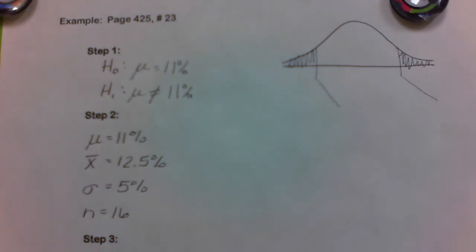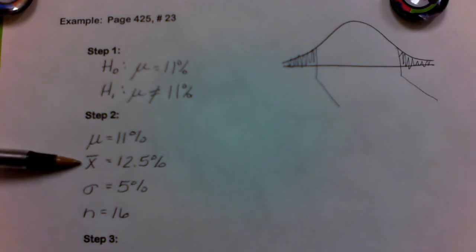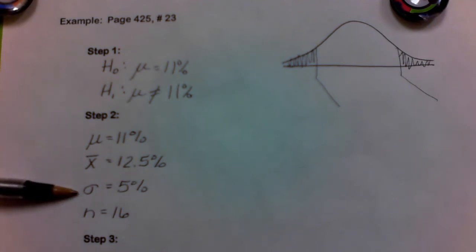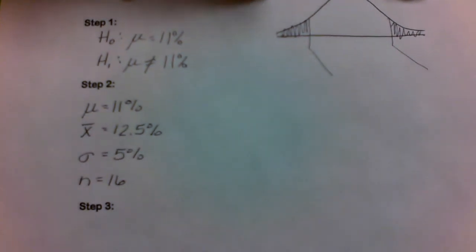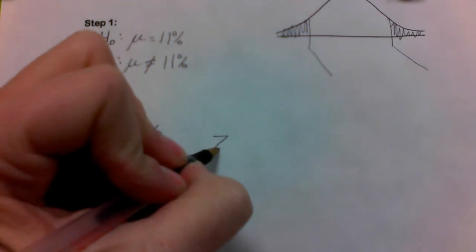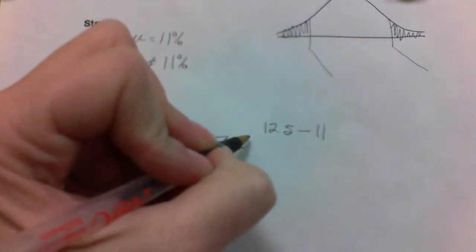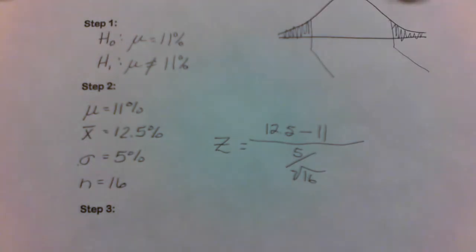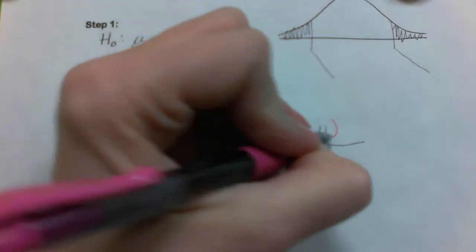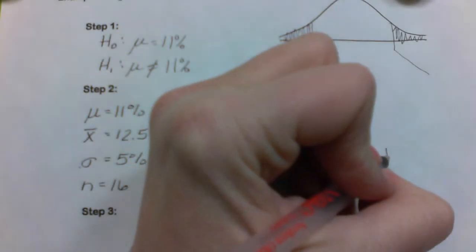So if I gather the rest of the information given in the book, we already know that mu is equal to 11%. It tells me that x bar is 12.5%. We are given that sigma is 5%. Now again, since sigma is known, we will calculate z values. And our sample was 16 different wheat crops. So it is x bar 12.5 minus mu 11 divided by sigma 5 divided by the square root of n, which is 16. And once again, just be very careful in your calculator where you put your parentheses. And when you do that calculation, you should get 1.2.